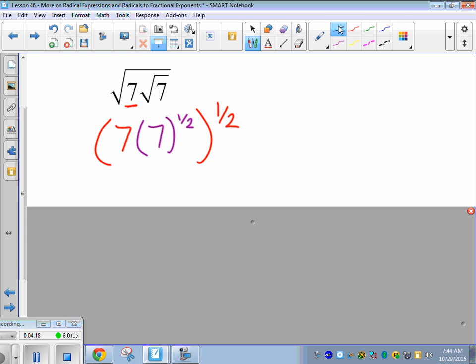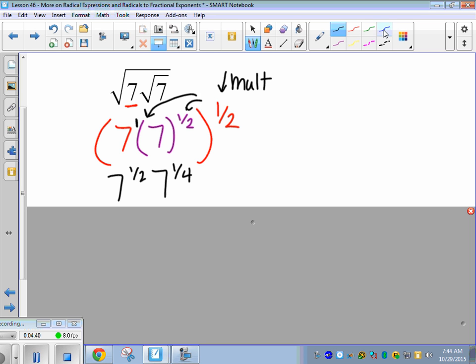Now, whenever we have this power on the outside, this always multiplies to every power on the inside. So this 7 has a 1 on it because there's no exponent, and the 1/2 that's on the outside is going to multiply to each of these. So now I have 7 to the 1/2 times 7 to the 1/4.